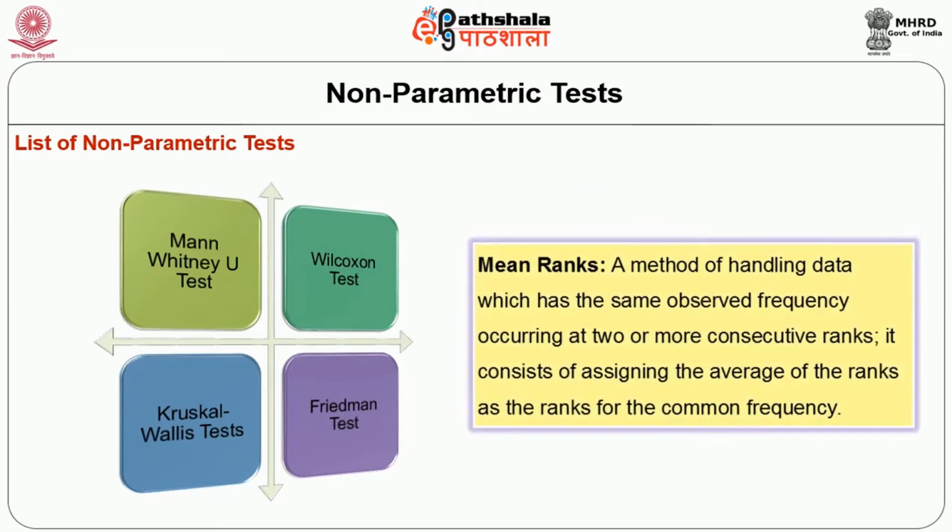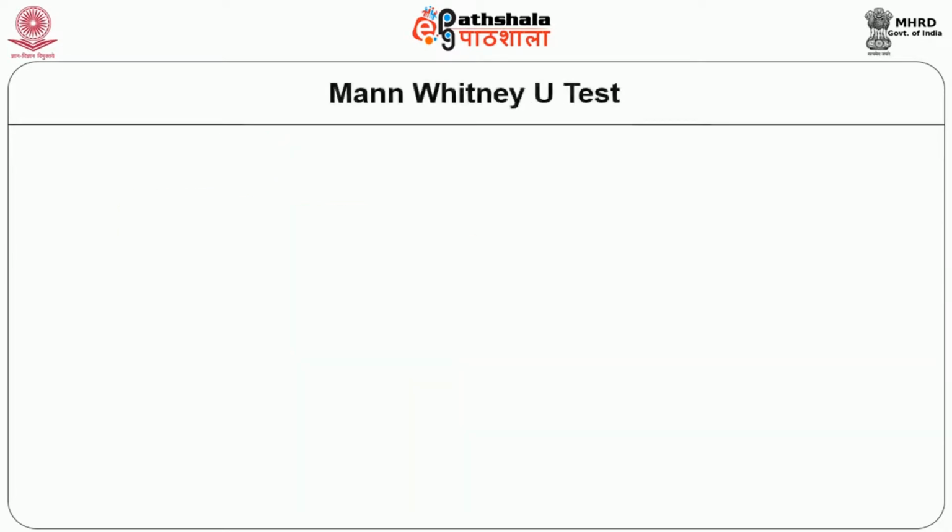Now, talking about mean ranks, it is a method of handling data which has the same observed frequency occurring at two or more consecutive ranks, and it consists of assigning the average of the ranks as the rank for the common frequency. The first test we are going to see is the Mann-Whitney U test.